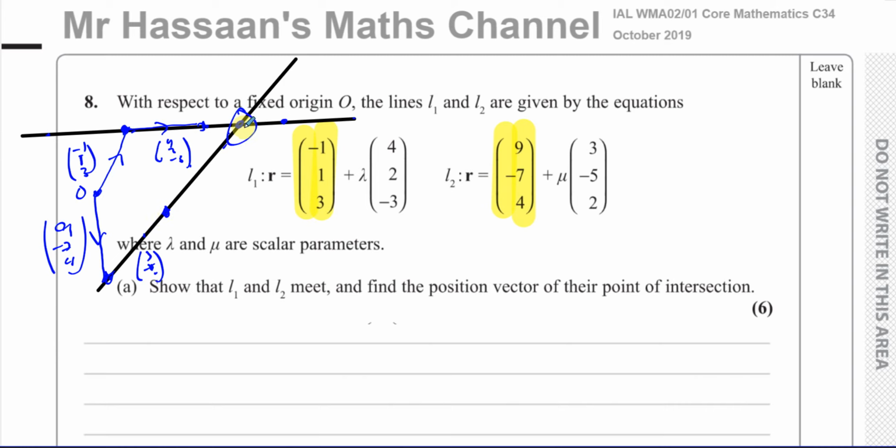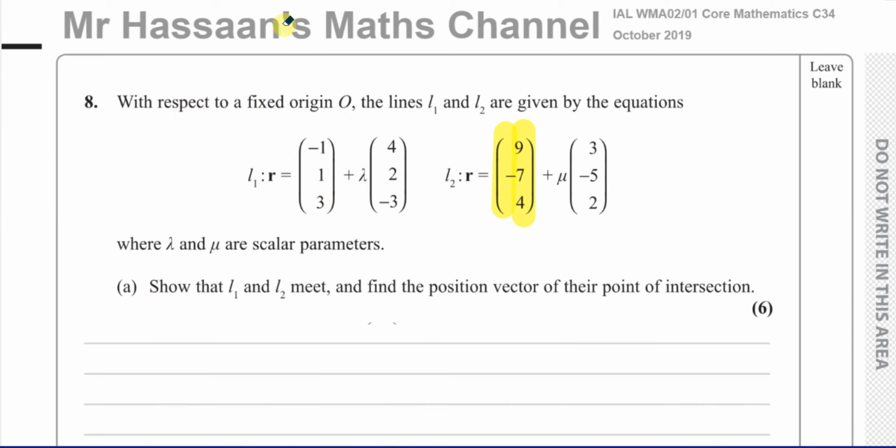There's going to be a point where they intersect, where there will be a value of lambda and a value of mu which will take us to that same position vector. The position vector of that point will be the same in both of these lines when they intersect. So that's what we have to do in this first part of the question.